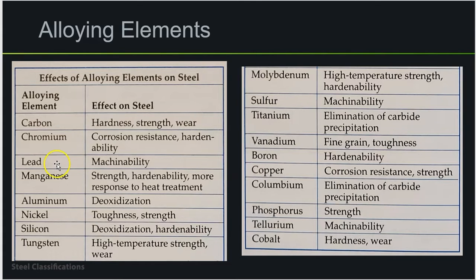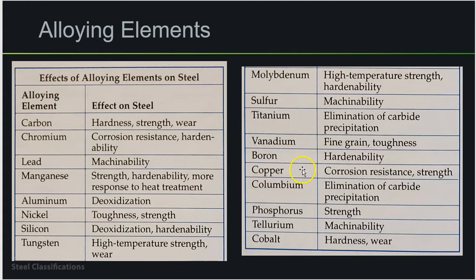So if we add just a little bit of lead to steel, it's going to affect its machinability. Lead is a lot softer than steel. What it should say here is increase of machinability. And let's say if we add nickel to steel, it's going to increase the toughness and strength of steel.